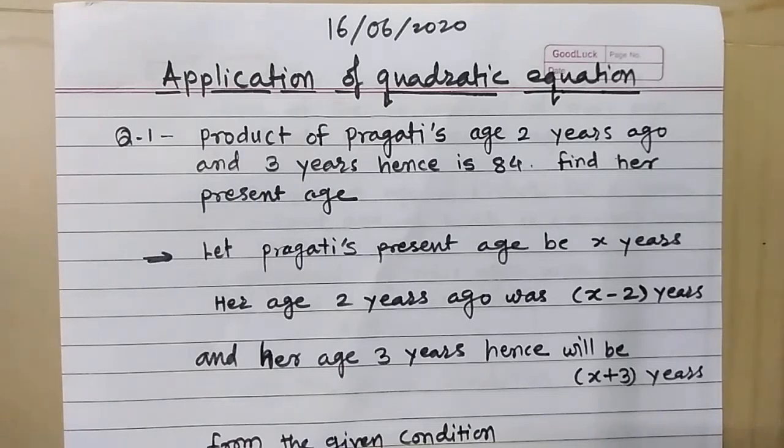Students, now we are learning the applications of quadratic equations. Application means how to use the quadratic equation for solving the problems around us. Then what are the steps to solve the examples?